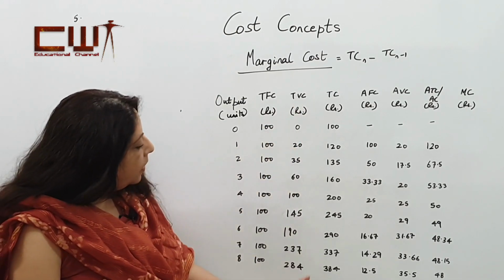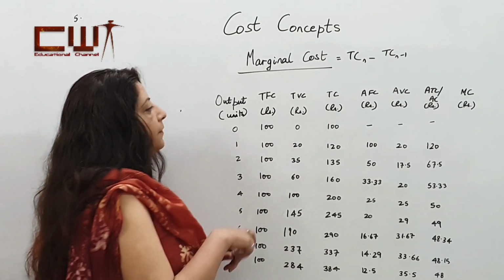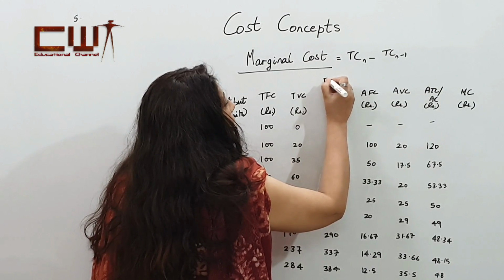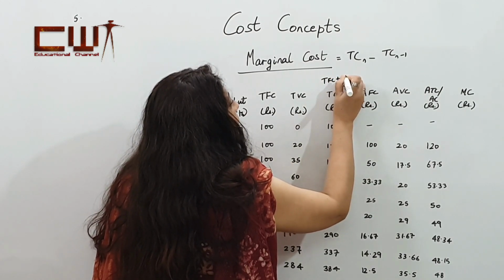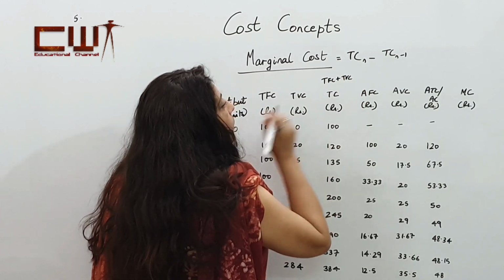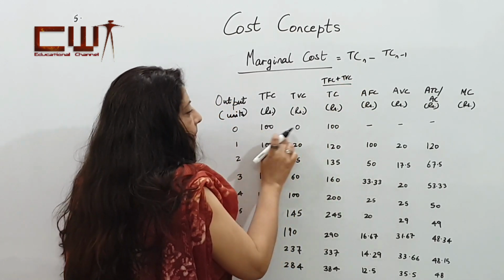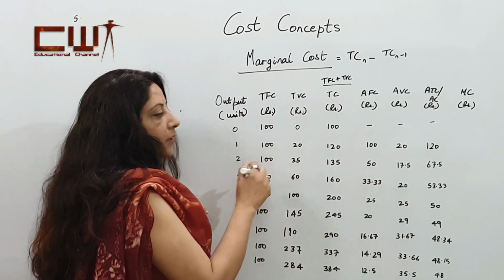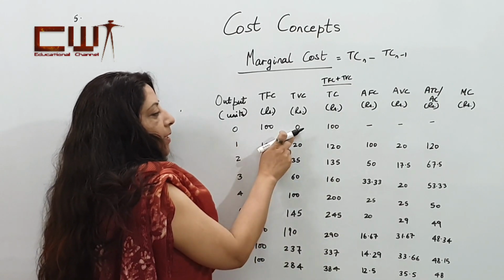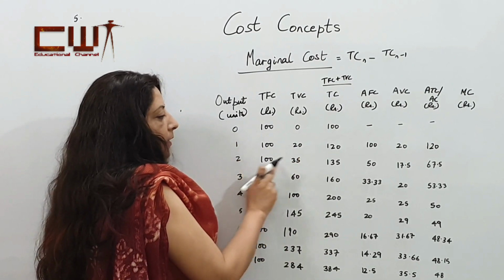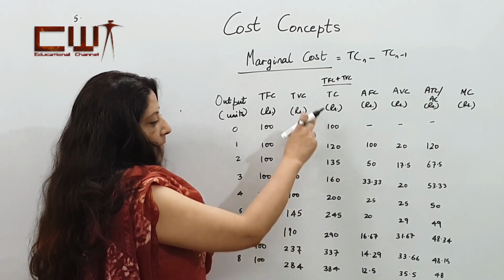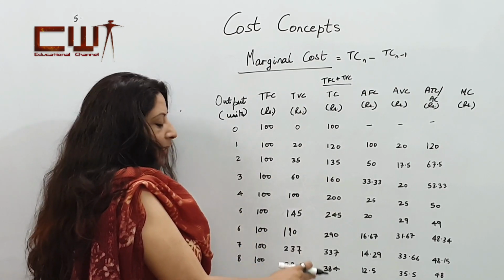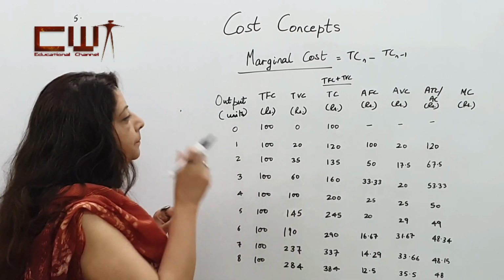Now the total cost is TFC plus TVC, which gives you the total cost. So this plus this gives the total cost at all levels of output: 100 plus 0, 100 plus 20, 100 plus 35, and so on. So we see that total cost is also increasing at all levels of output.